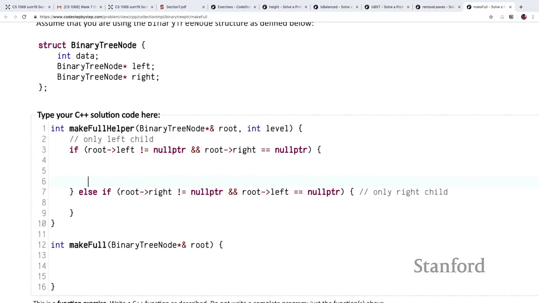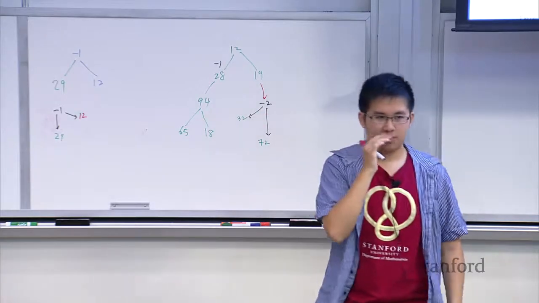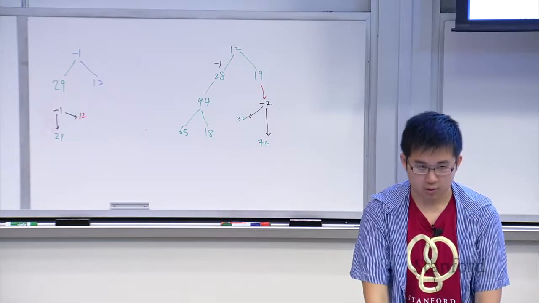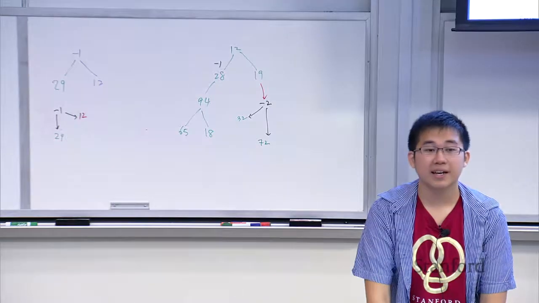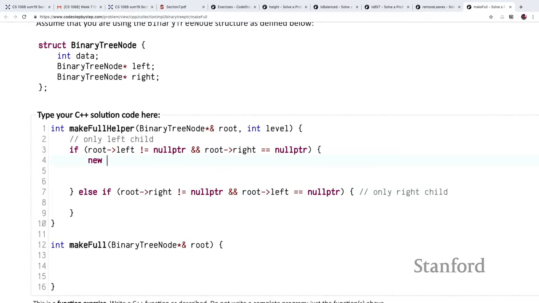Let's deal with the left child case. You mentioned we wanted to create a new node, right? How do we do that? How do we create a new node? So we're going to create a -1. First declare a pointer. Okay, sure. Let's call it binary tree node temp. And then, how do you declare a new node? You've been doing it on tiles.